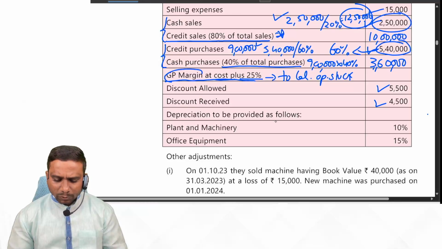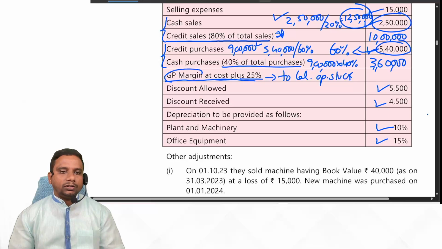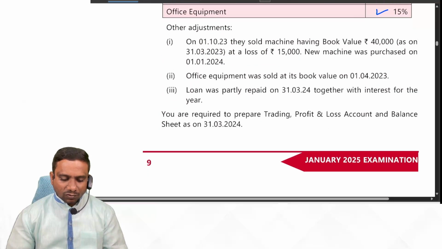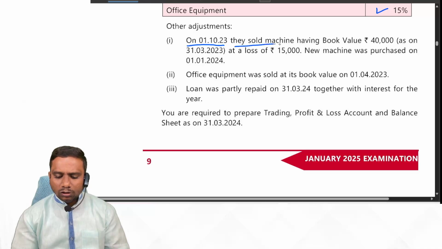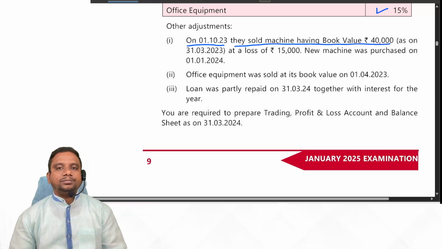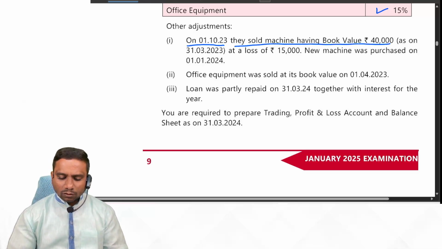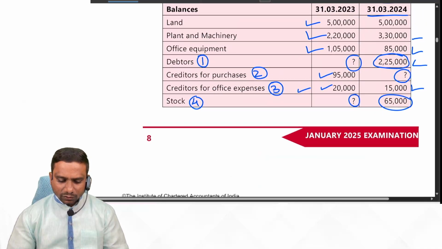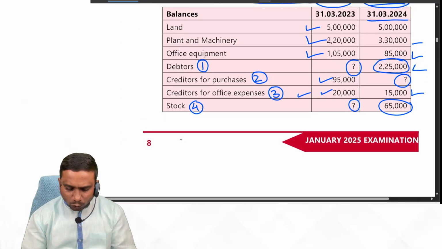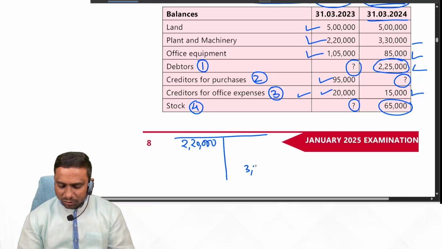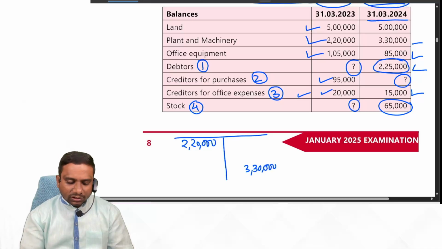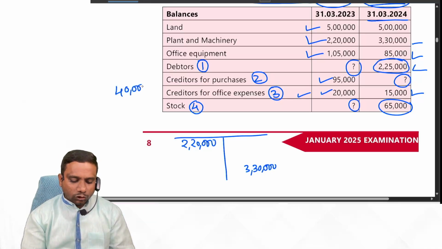Next, depreciation to be provided as follows. Plant and machinery 10%. Office equipment you can calculate easily. Next, other adjustments: look at this, on 1/10/2023 they sold a machine having book value 40,000. So here you can prepare the machinery account. Let me show the machinery account here itself. When I open the machinery account, opening balance how much? 2 lakh 20,000. Closing balance is how much? 3 lakh 30,000. They said 40,000 worth of machine was sold.